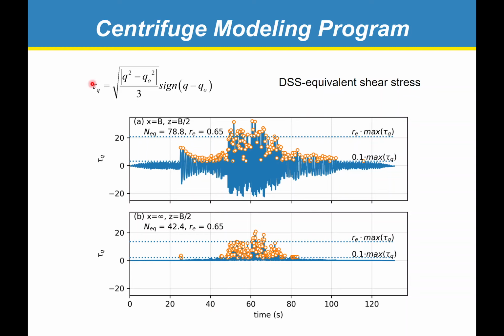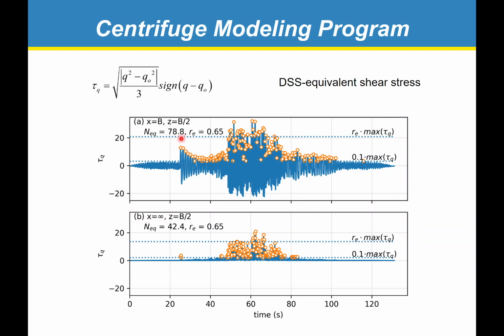Here's the definition of tau Q right there, DSS equivalent shear stress. We're plotting it versus time here beneath the structure, so that's on the top, and then in the free field. And you can see these are significantly different, right? Beneath the structure, there's much more shear stress happening. In the free field, there's not a whole lot happening. And the equivalent number of loading cycles is different.